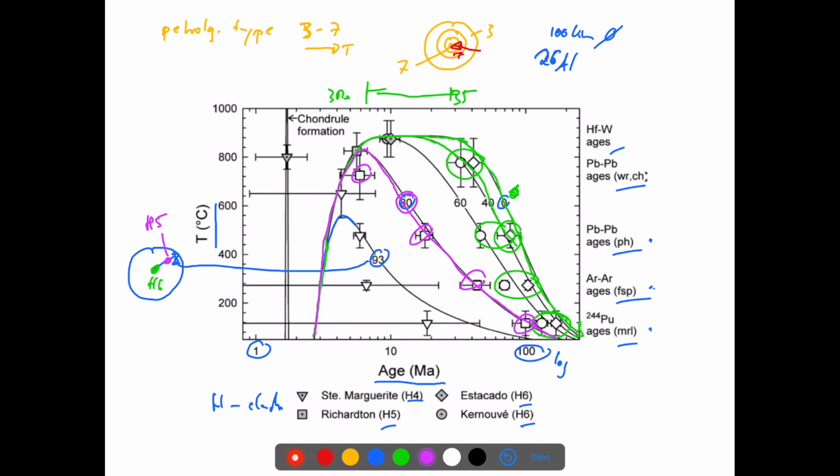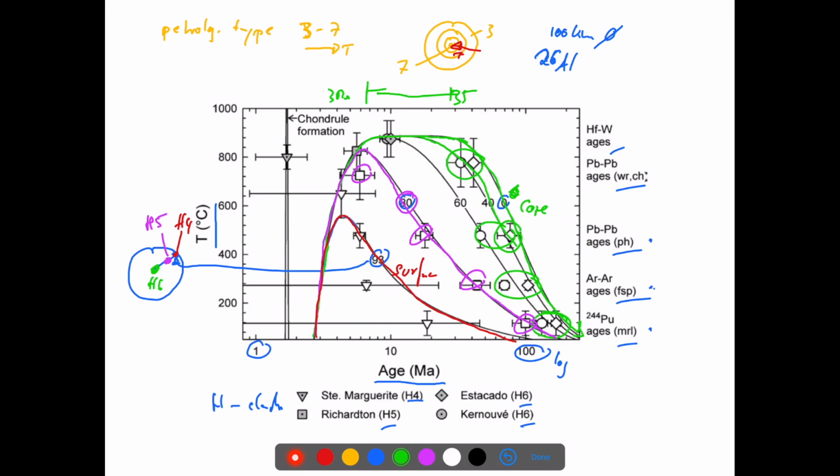And then finally, I take red here. So this would be the H4 chondrite, 93 distance from the core. So this would be here. So this would be H4. This fits more or less with the model for very close to the surface here. So this would be surface, this would be core here.